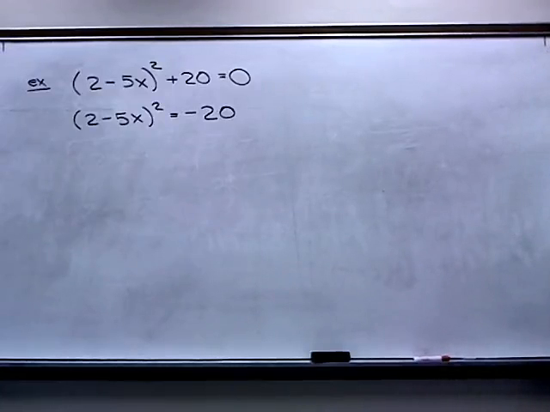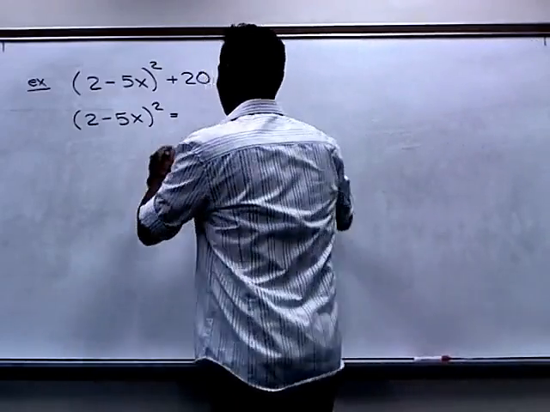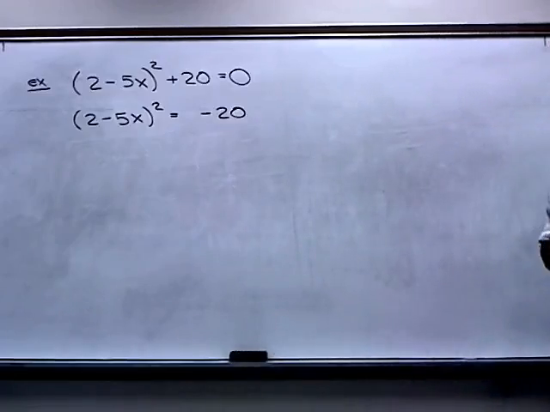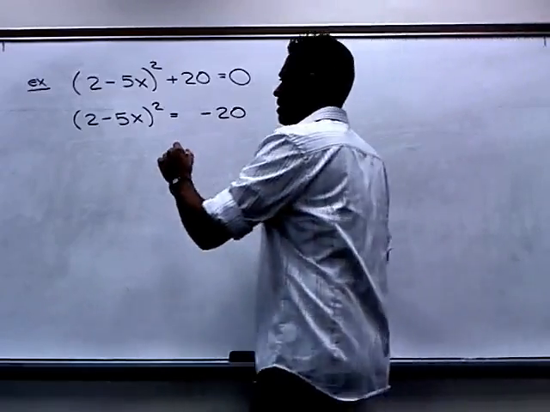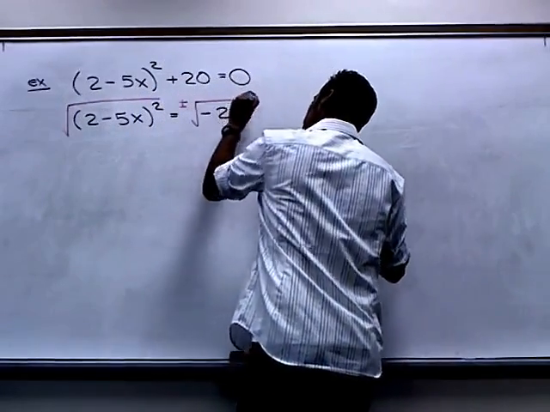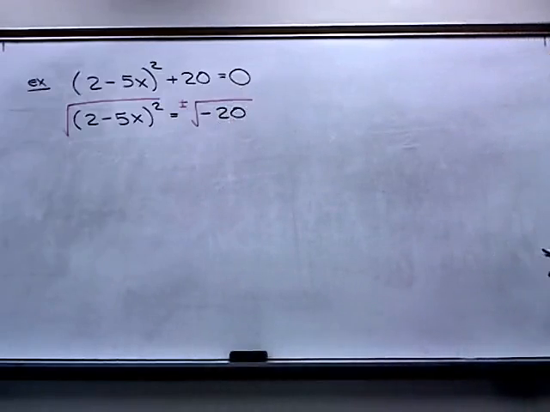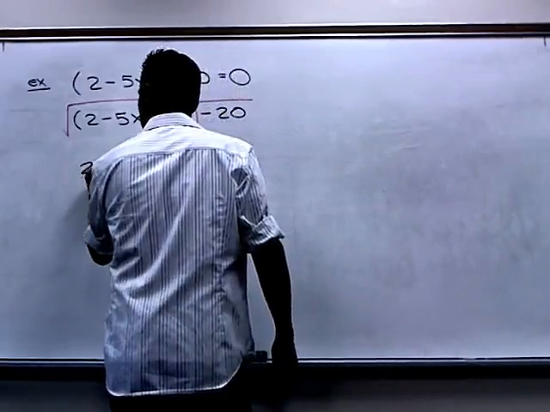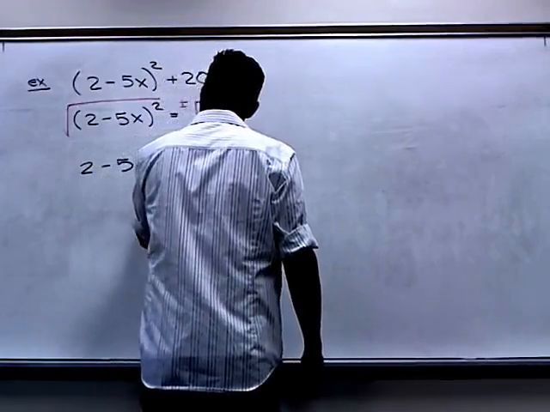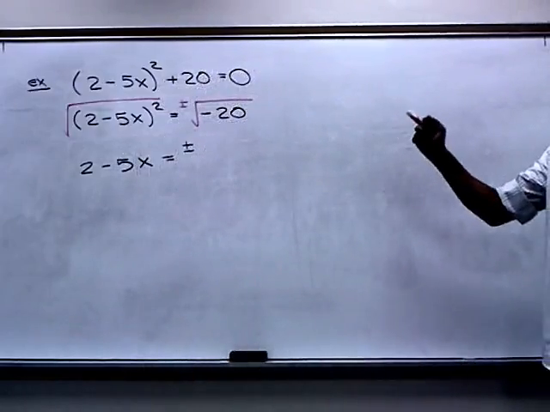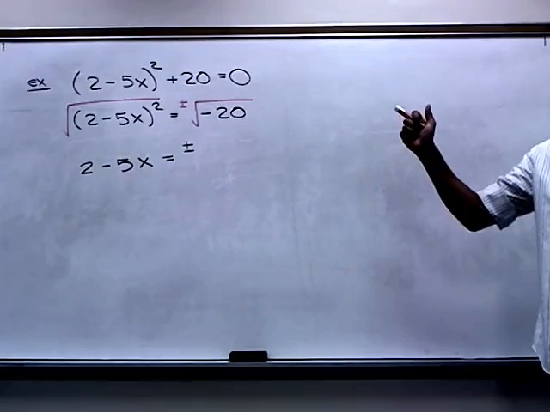Because you see what's going to happen here. It's a square. I need to take the square root, right? I'm going to take the square root on the left. I'm going to do plus or minus. On the left side, I get 2 minus 5x. That's all that's left. But on the right side, I have plus or minus the square root of a negative number. And that would have been homework from last class, right?